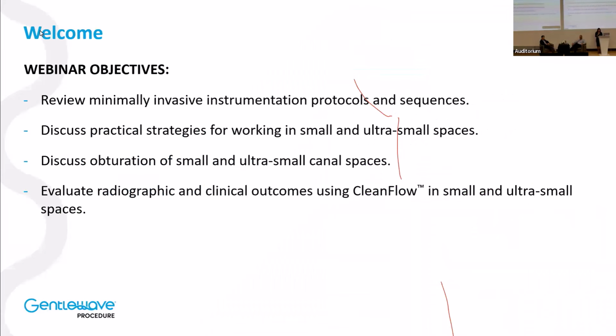Just a little housekeeping. We want to go over, of course, the webinar objectives. So let's quickly review what we're going to be going over. We are going to be reviewing minimally invasive instrumentation protocols and sequences. We are going to discuss practical strategies for working in small and ultra small spaces. We're going to discuss obturation of small and ultra small canal spaces. And we're going to evaluate clinical outcomes using CleanFlow in small and ultra small spaces.